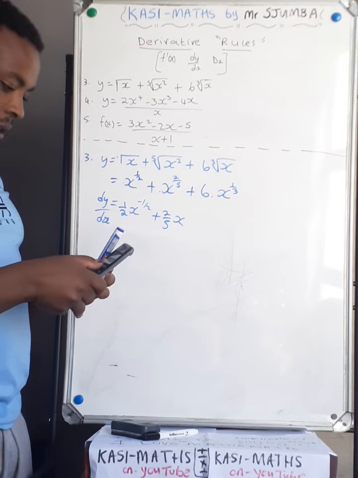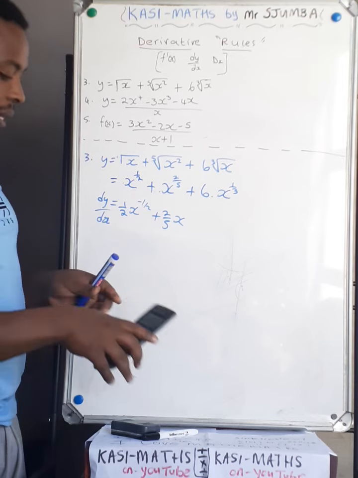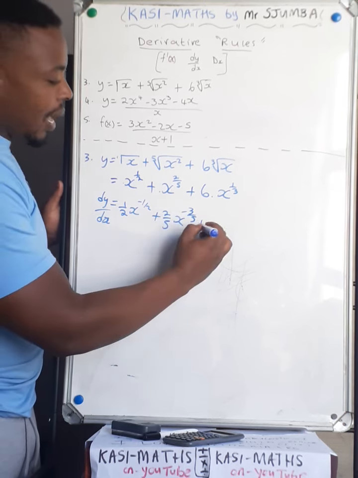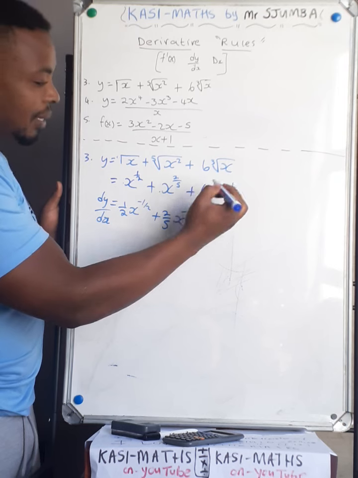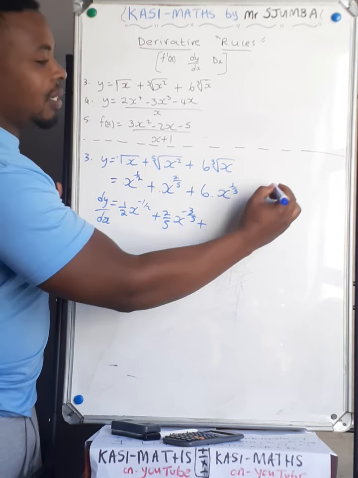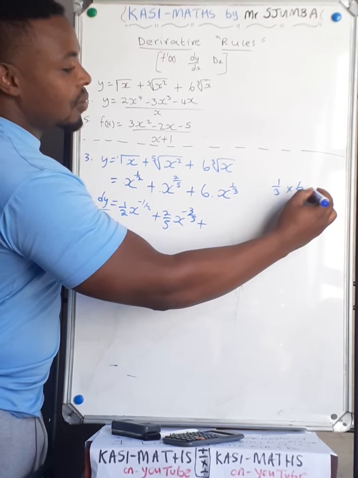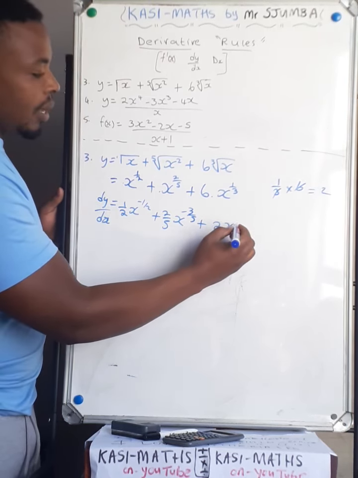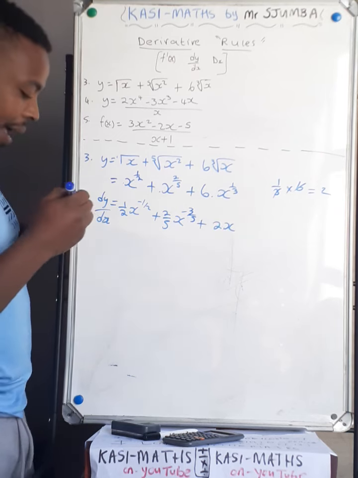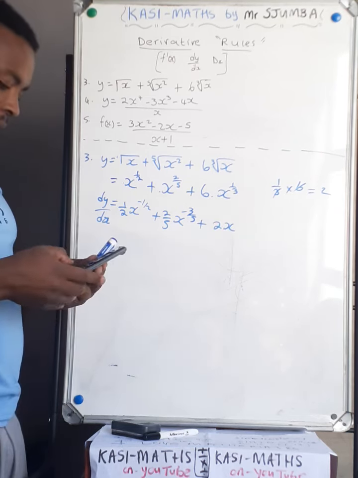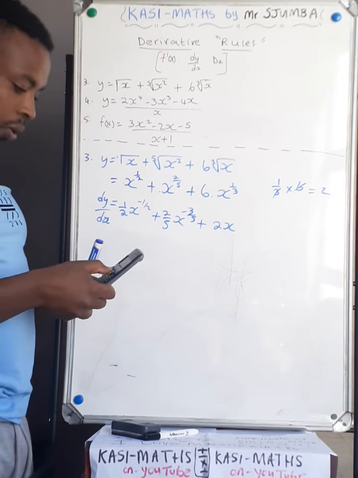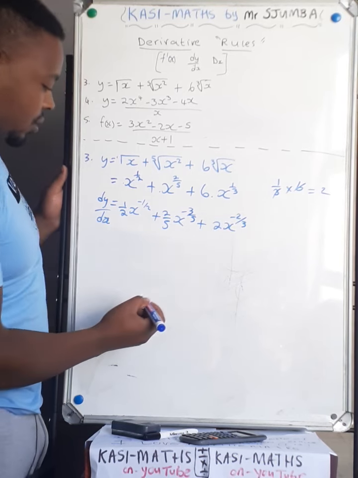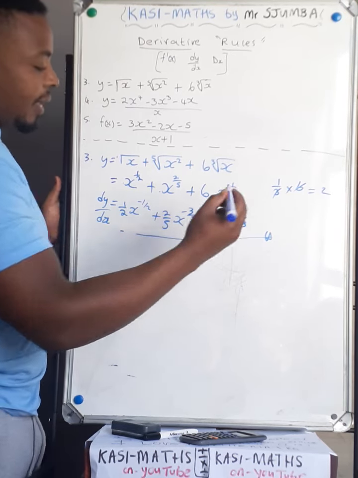Let me punch this first in my calculator. It's negative 3/5. So that's x to the negative 3/5, plus 1/3 multiplied by 6, so it's 2. So now we're going to have 2, and then x to the power of 1/3 minus 1. Let me check that on my calculator. 1/3 minus 1 is negative 2/3. So this is our final answer.